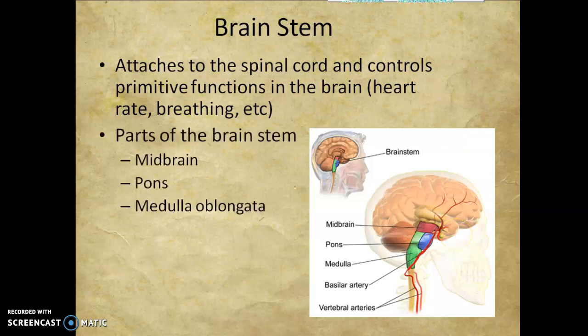Now, just like our diencephalon, the brainstem also has three parts. It has the midbrain, the pons, and the medulla oblongata. Yes, it's a real human part.